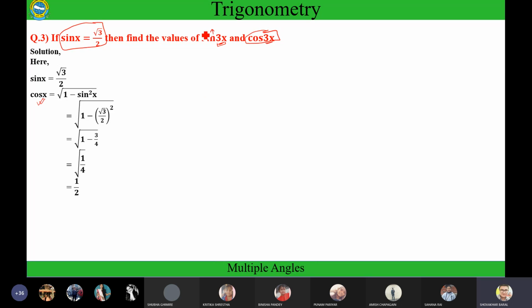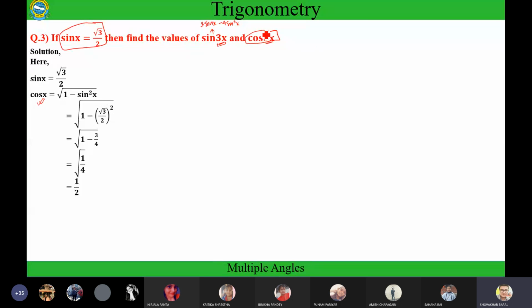Since the formula of sine 3x is, can anyone tell me the formula of sine 3x here? Just anyone tell me the formula. 3 sin x minus 4 sin cube x. 3 sin x minus 4 sin cube x. Can you please tell me your name? Sir, Nirjala. Okay, Nirjala, good.